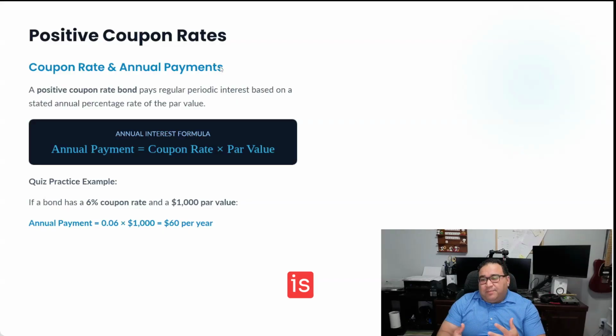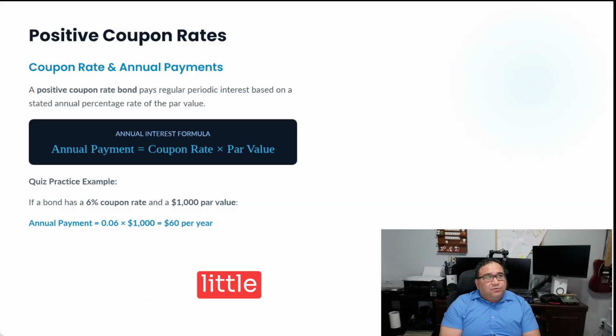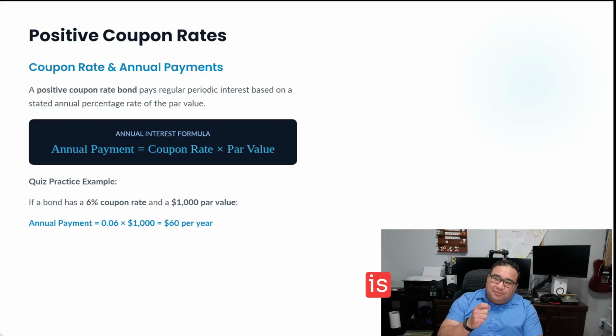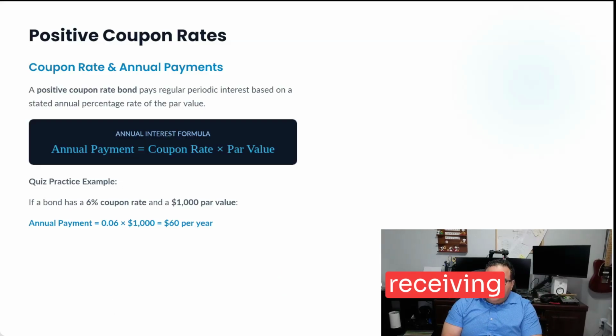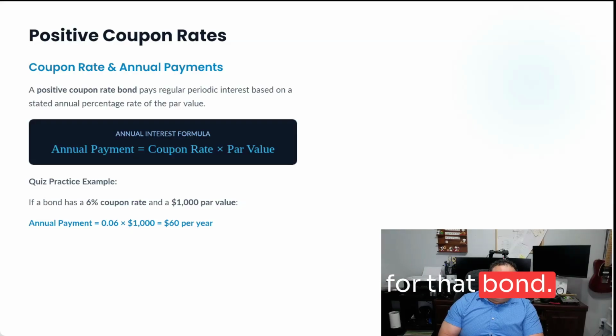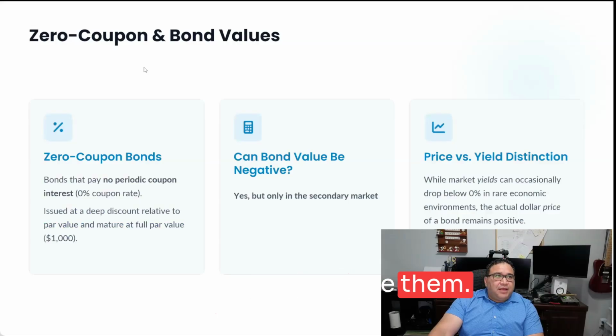The coupon rate is the payment rate, the interest rate, usually the amount per year, the interest you will be receiving per year. So in this little example, a 6% coupon rate means 6% is the amount that you'll be receiving for that bond in interest every year. So at the end of 1 year, say it's a 5-year bond, at the end of 1 year you're going to be receiving 6% or $60 for that bond. And I'm also going to be posting these so you can see them.